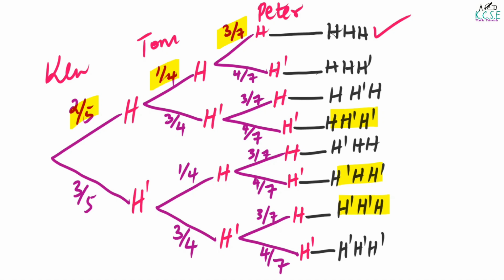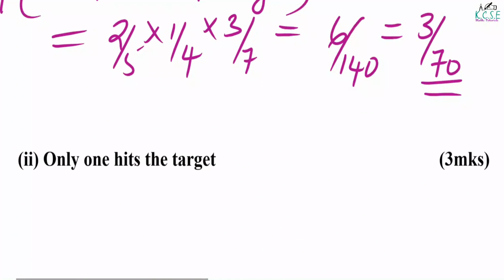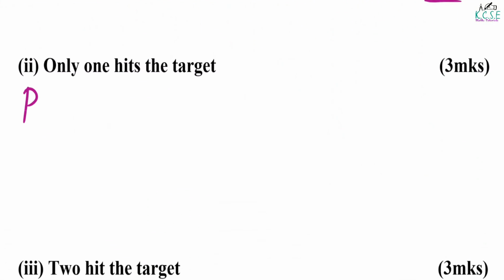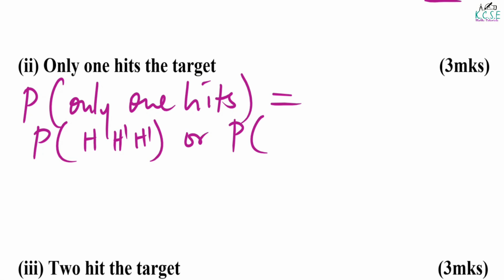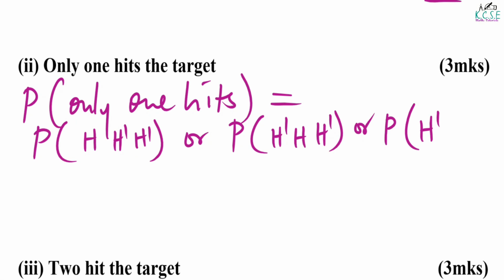So therefore this only one hit is given by the probability of hit, not hit, not hit, or the probability of not hit, hit, not hit, or the probability of not hit, not hit, and hit.